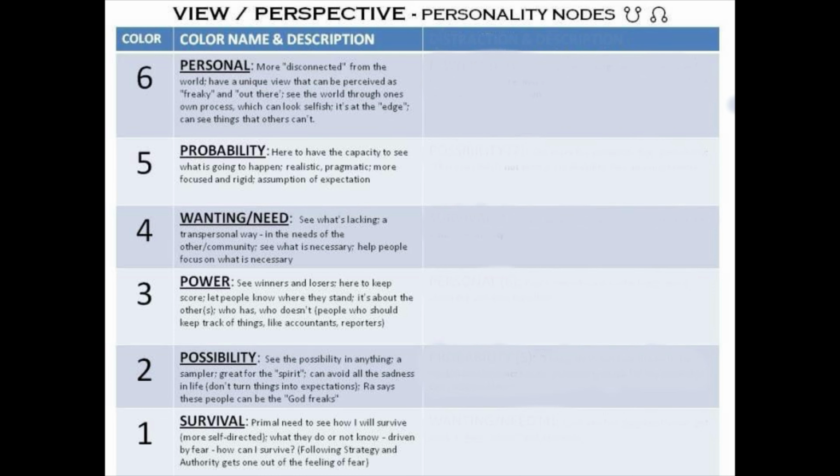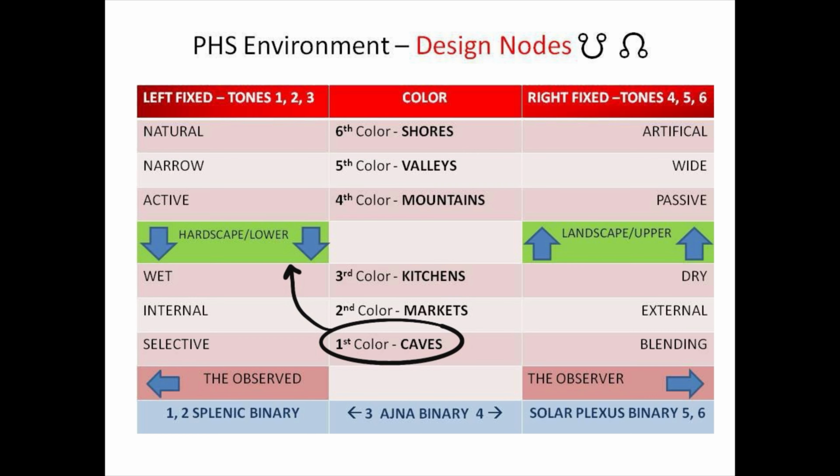This is where the nodes are giving you the perspective. And so they work together. So if you have the design nodes that are showing you your environment that you're meant to be in, for instance, say you are a caves environment. This is somebody who is considered a hardscape. It is considered somebody who likes to have their own space.